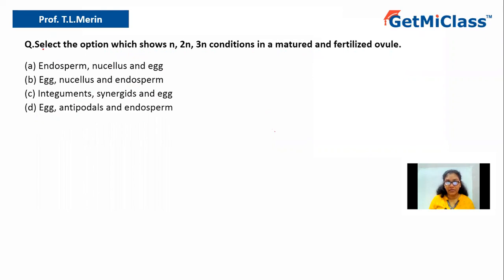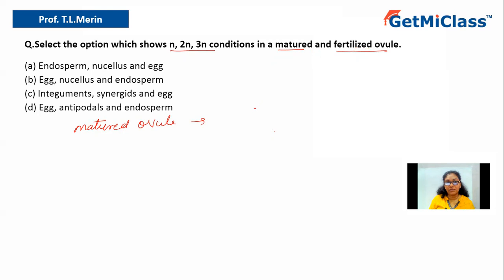Let us understand the question again. It says, select the option which shows N, 2N and 3N condition in a matured and fertilized ovule. So they are asking about the ploidy level in case of a matured ovule. Okay, matured and fertilized ovule. So if you have a matured ovule which has been fertilized, what do you have?